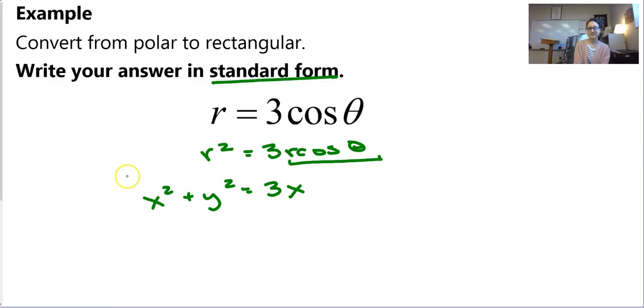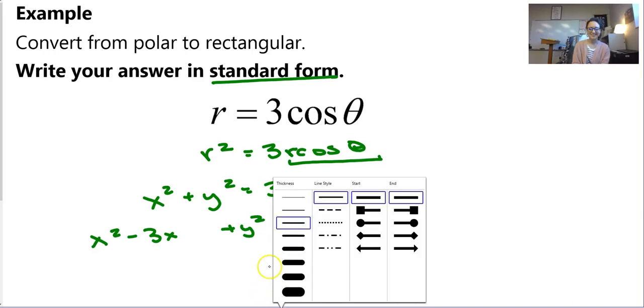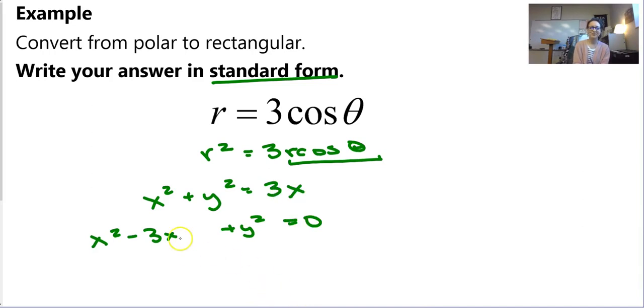But it does ask me to get this into standard form. So what we're going to do is bring that 3x over. I'm going to leave a little bit of space. I've got 0 on the other side. Any idea why I'm doing this? We're going to get this into standard form, so let's go ahead and complete the square. My y's are good, I just have y squared here. Let's complete the square for x squared minus 3x. Half of negative 3 is negative 3 over 2. Square that, I get positive 9 over 4. But what I do to one side, I have to do to the other.